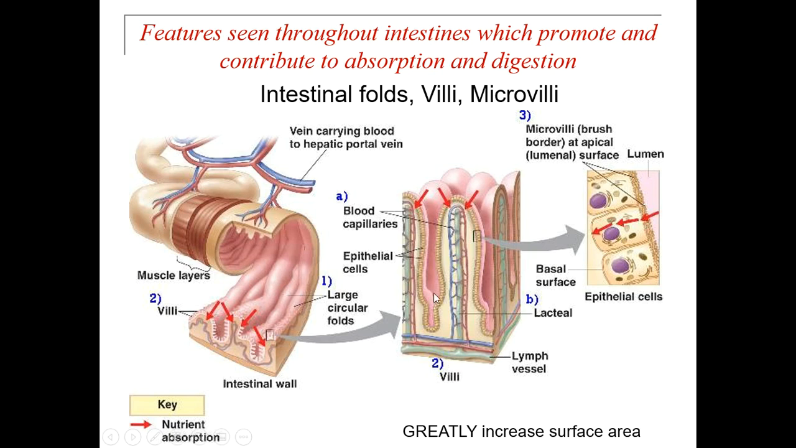So these little finger-like projections are the villi. Even on the villi are microvilli. There are thousands of villi, and on each individual villus there are thousands of what are called microvilli. So there is a huge ability for our intestines to maximize the surface area, and that needs to happen.